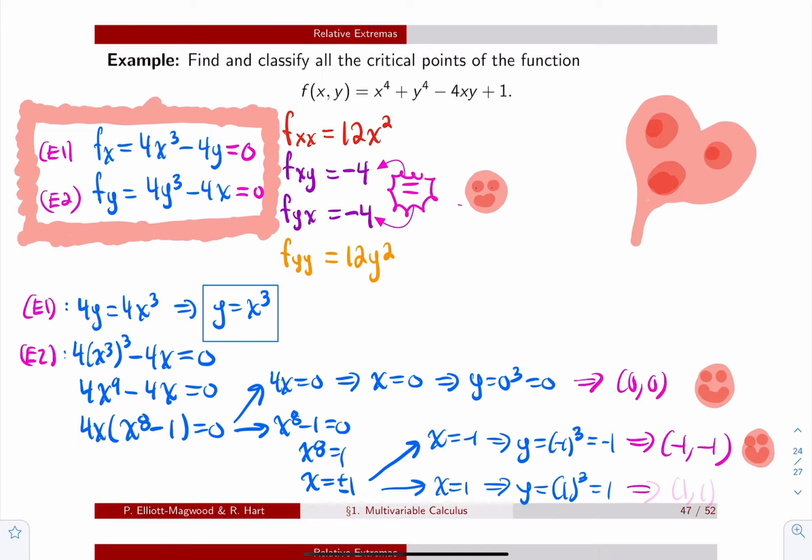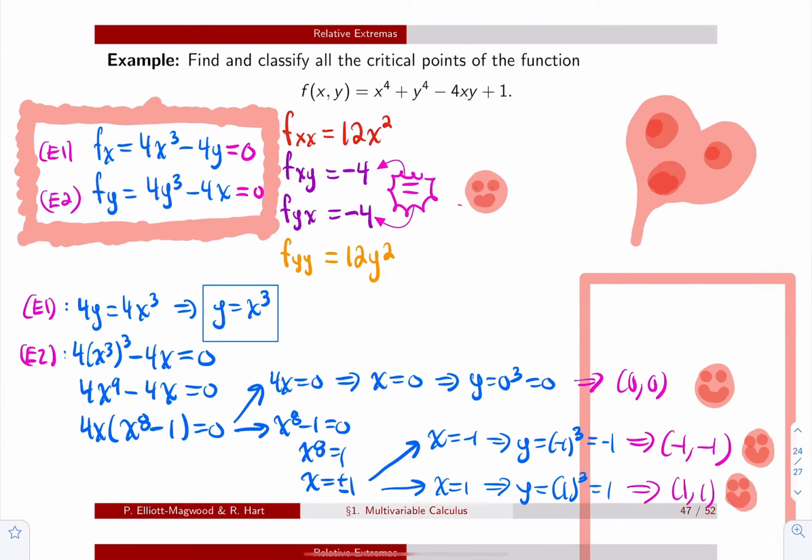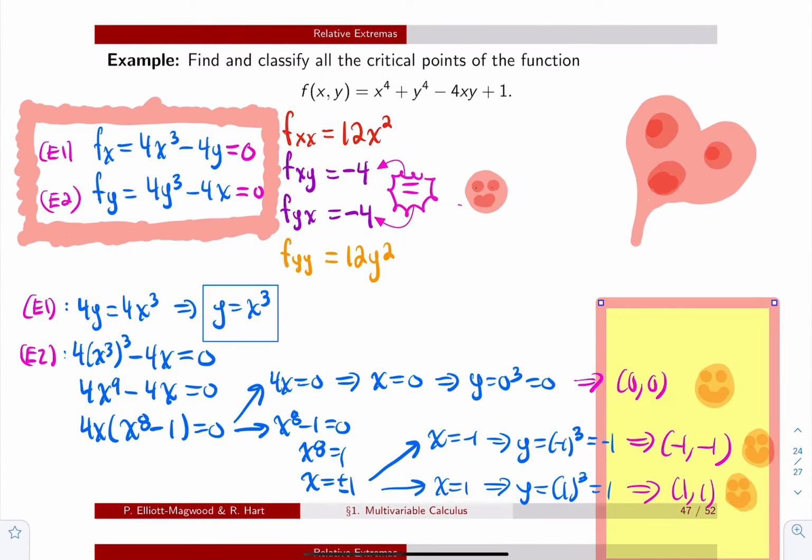Which is 1. So your last critical point is (1, 1). So we get 3 critical points: (0, 0), (-1, -1), and the third one, (1, 1). Now it is time to classify those critical points. So let's start with the first one, (0, 0).